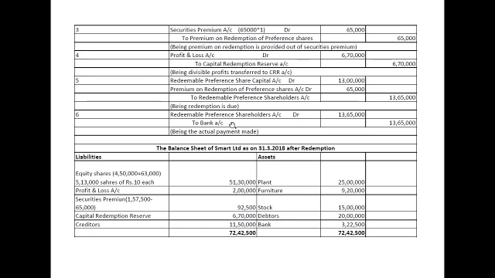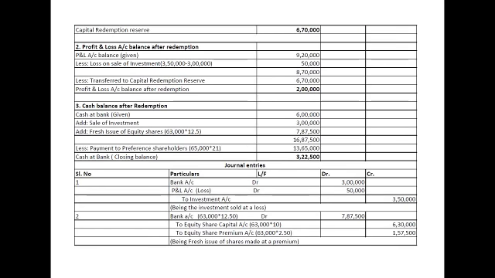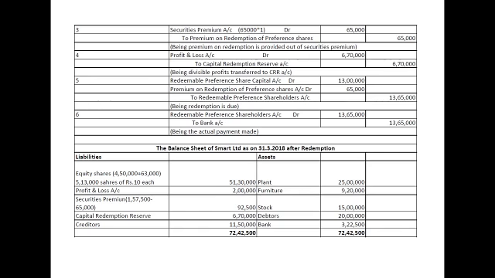So very commonly, these 6 journal entries will always come in redemption of preference shares. First for sale of asset, second entry for cash issue, third entry when there is any premium on redemption, fourth one creation of CRR, and fifth and sixth for final settlement. Fine students, at the end of the problem you have to prepare the balance sheet after the redemption.